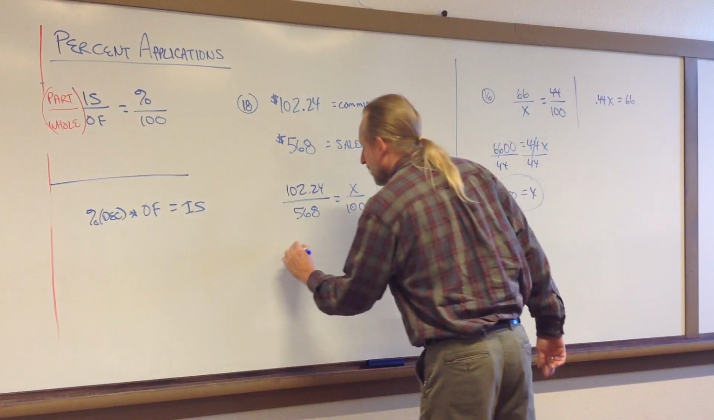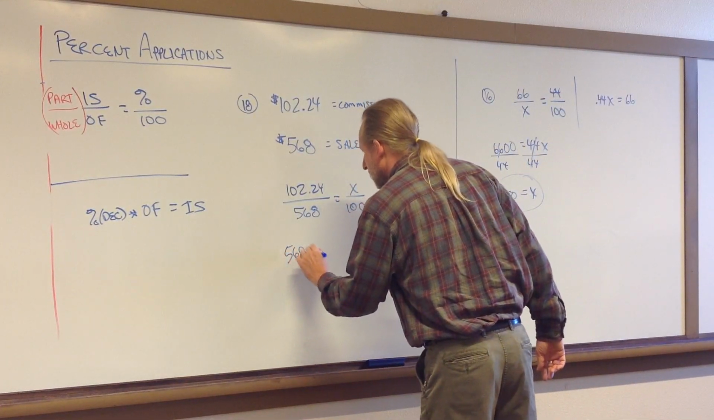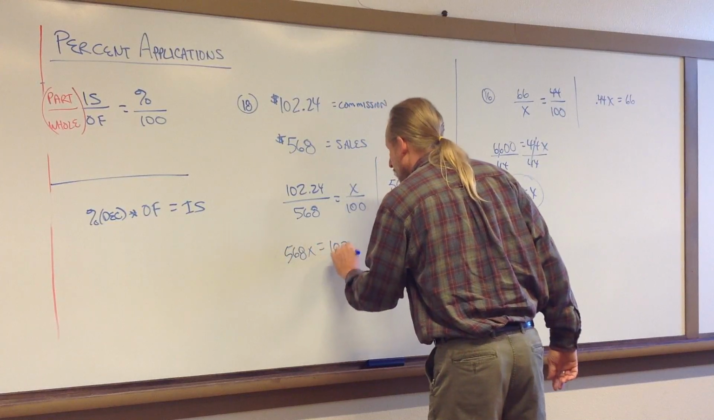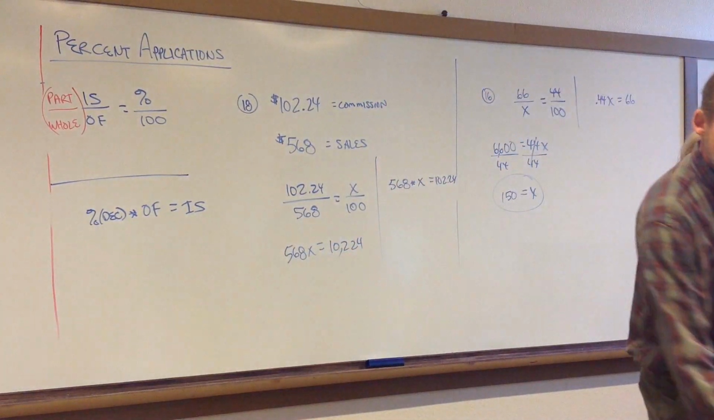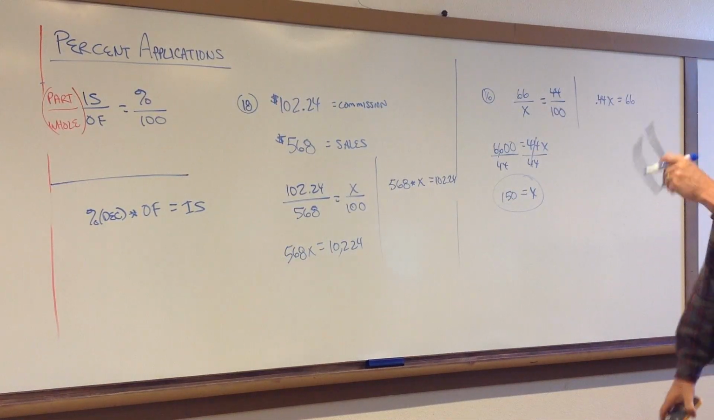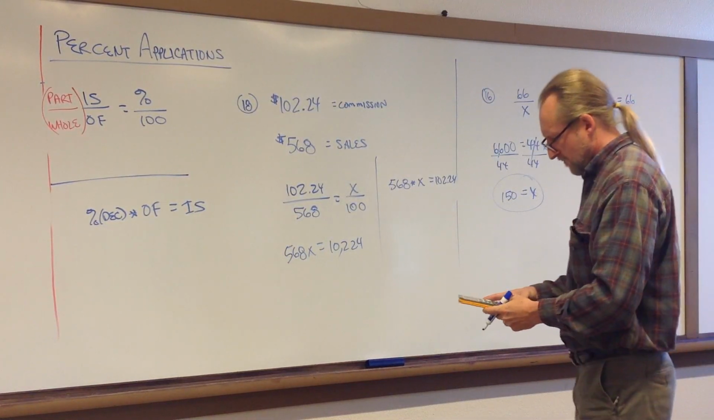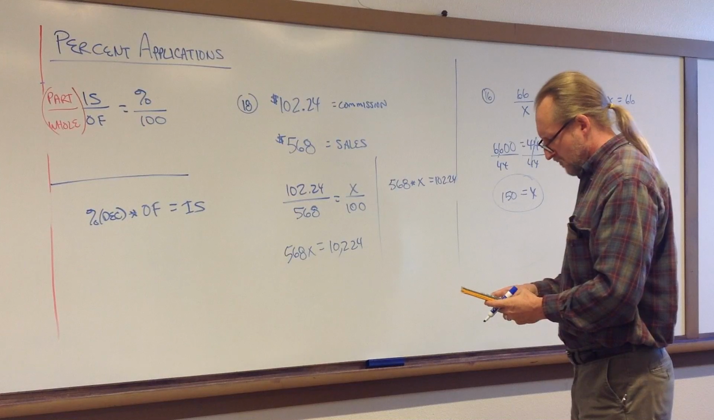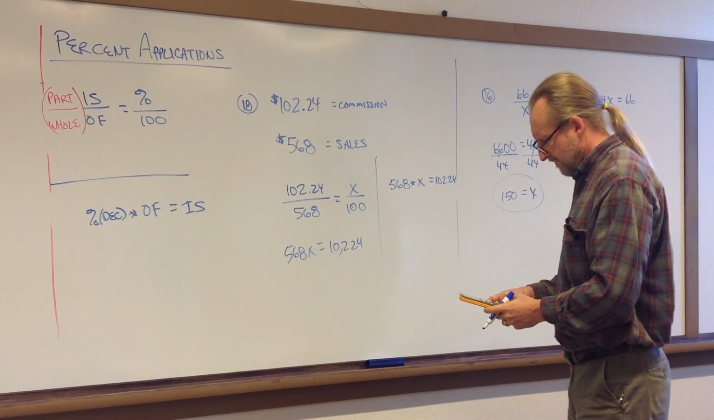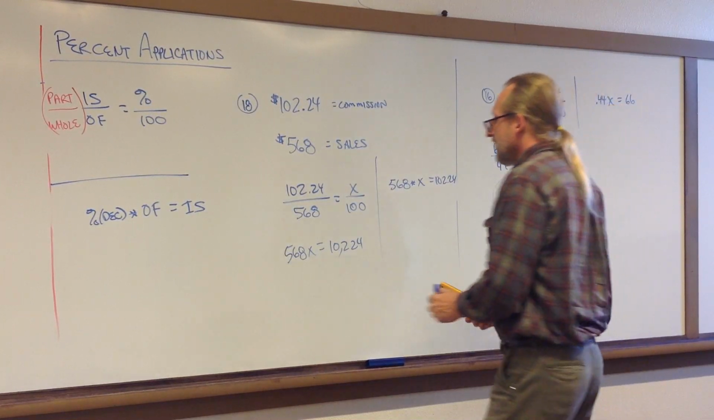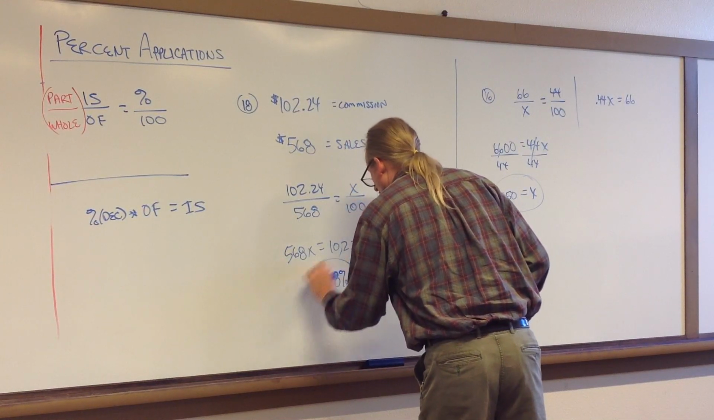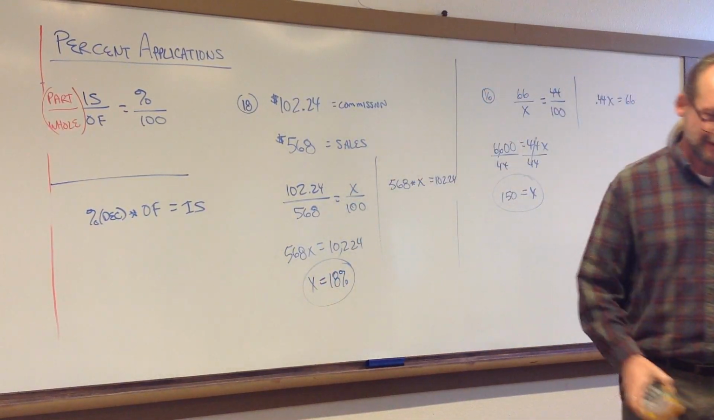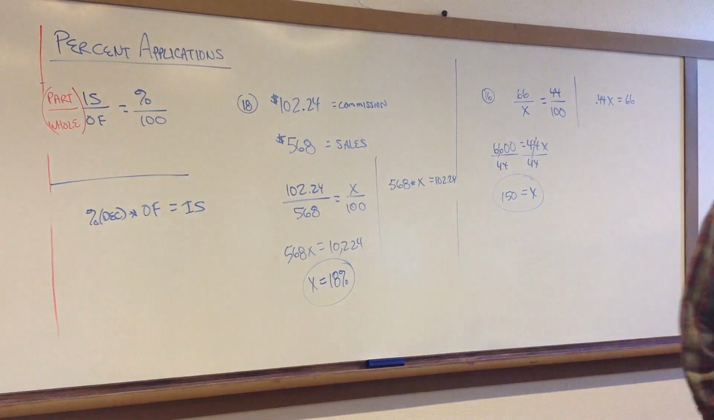All right, so here 568x is going to equal 102.24 times 100. And then we've got to divide on both sides by 568 here. 102.24 divided by 568. And that gives us 18%. Pretty high commission rate.